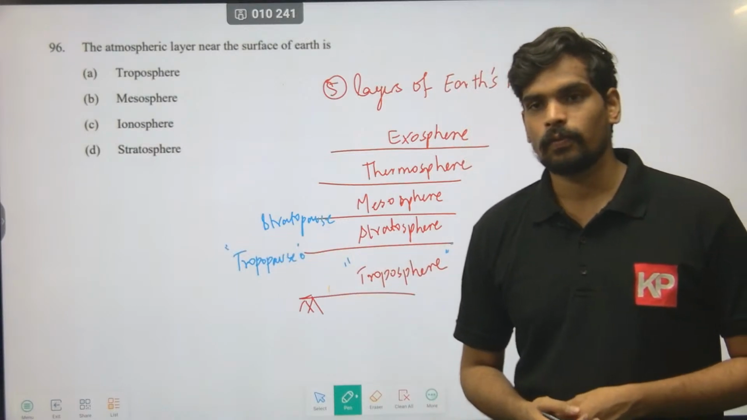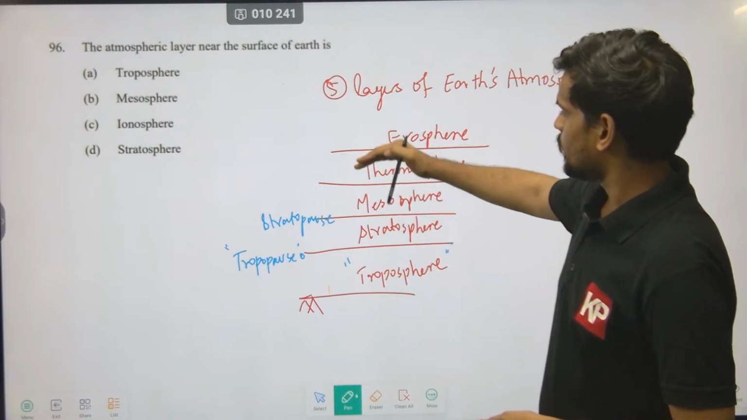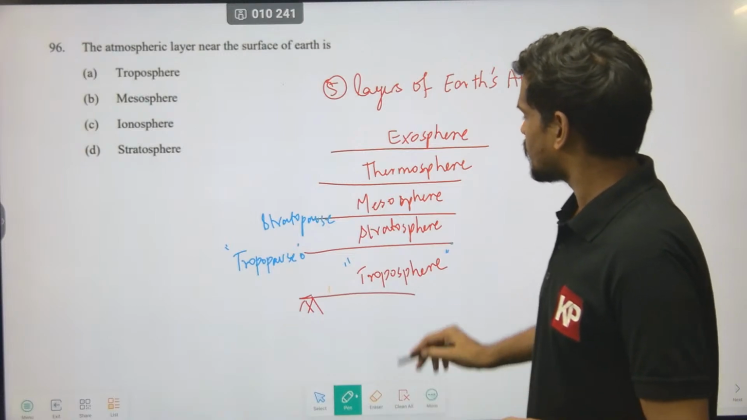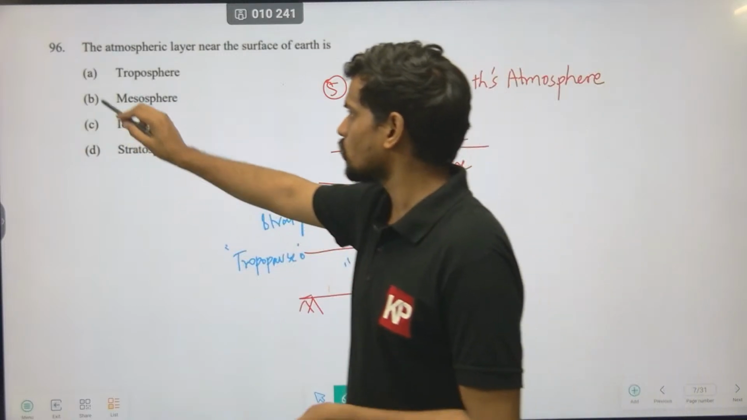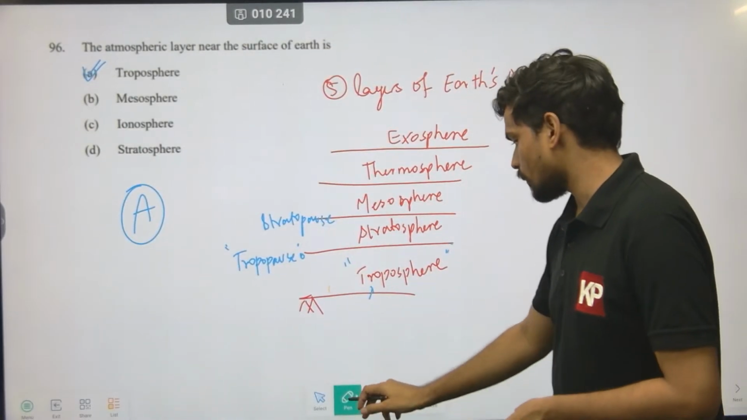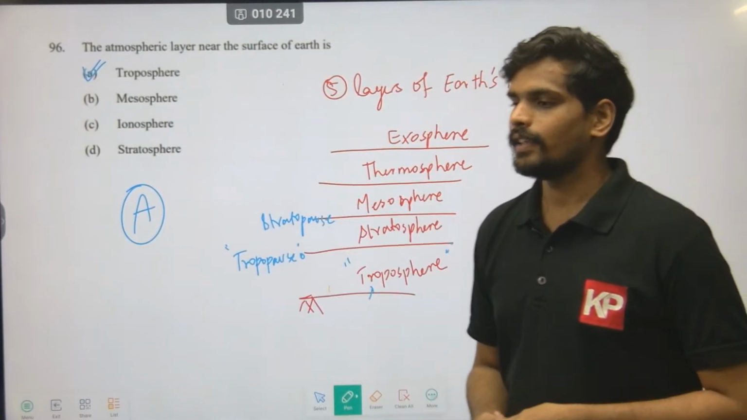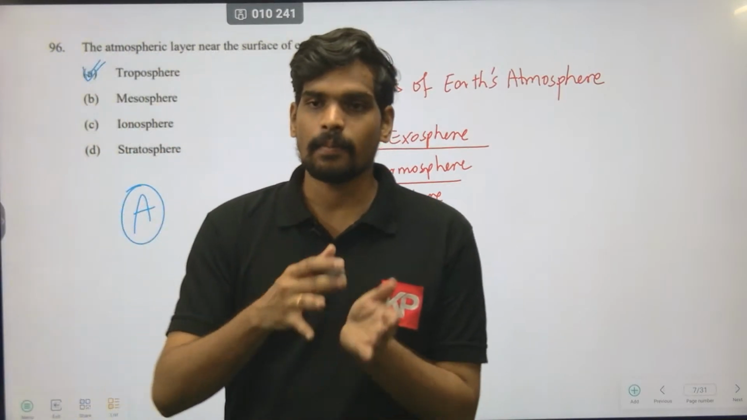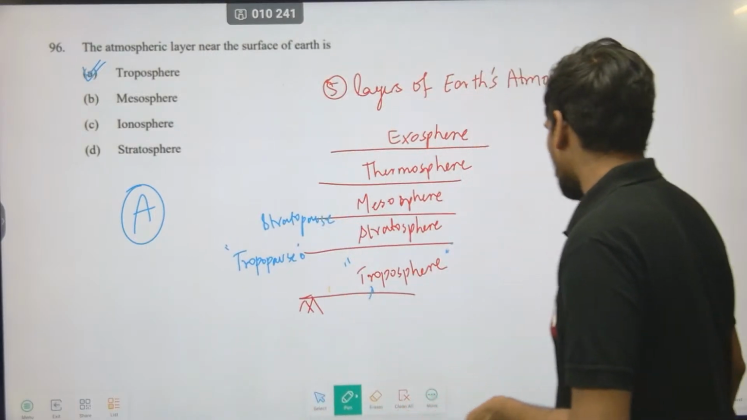The layers of the atmosphere, there are 5: troposphere, stratosphere, meso, thermo, and exosphere. So in this question, the atmospheric layer nearest to the Earth's surface is basically the troposphere, the bottommost layer. That is option A, which would be the correct answer for this question. So you have to remember the layers of the atmosphere and the concepts associated with them. How are they defined? As I told you, they are defined based on temperature inversion and so on.